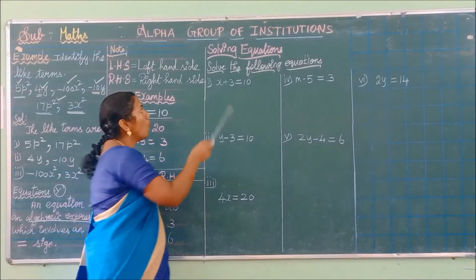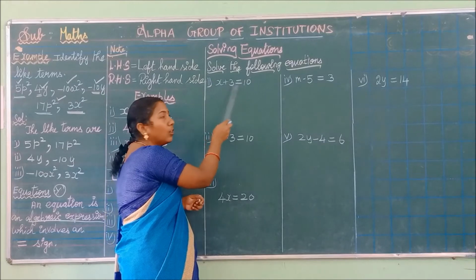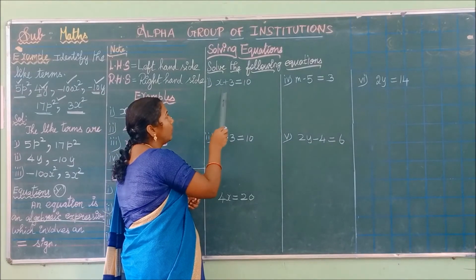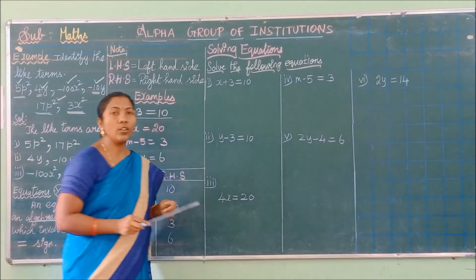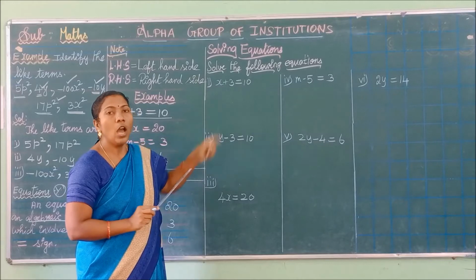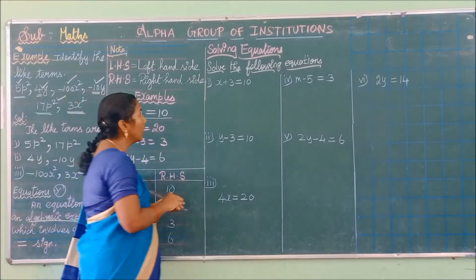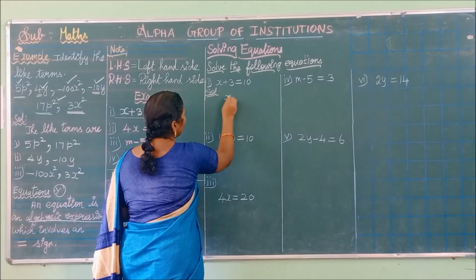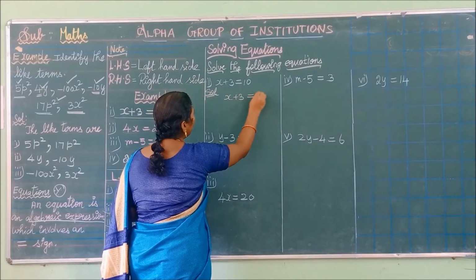It means, what should be added to 3 to get 10? Yes, 7. You know the answer 7. So the value of x is 7. Though you know the answer, we have to write the steps for that. How can you write the steps? Let us see. First, in the solution part, you have to write the question. x + 3 = 10.